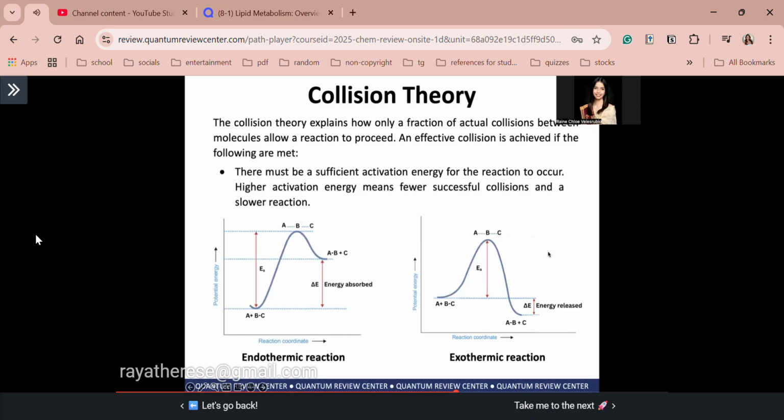Okay? So, here are reaction profiles that show you the activation energy. Okay? So, here on the left, we have the endothermic reaction profile. Okay? So, in this reaction profile, you have a reactant that absorbs energy from the surroundings, di ba, endothermic. So, ano masasabi natin sa products? The products will have more energy than the reactants. Ito yun guys, di ba? It has more energy than your reactants here.